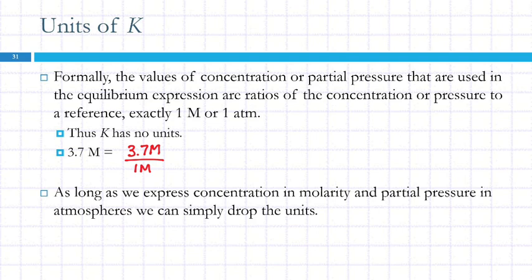So unlike the messy units on the rate constants, remember, the units got all kinds of messy and different units for different things. We've avoided that by doing this. So as long as we're always using molarity for concentration and atmospheres for partial pressure, we totally ignore units. Okay? Any questions?